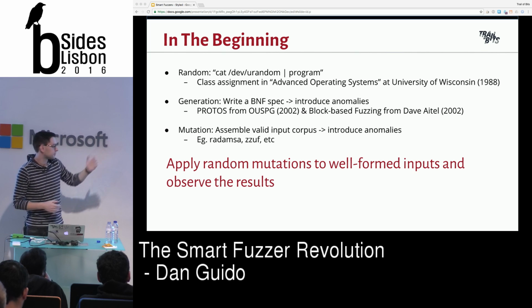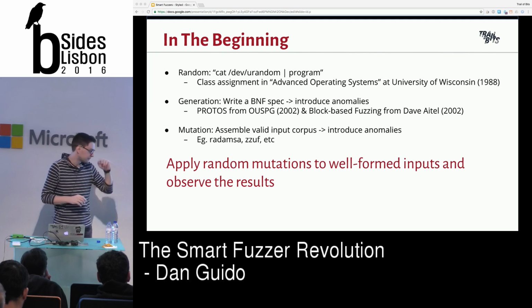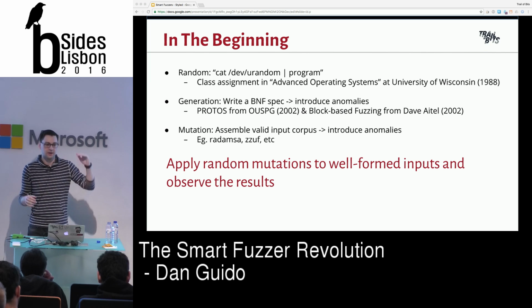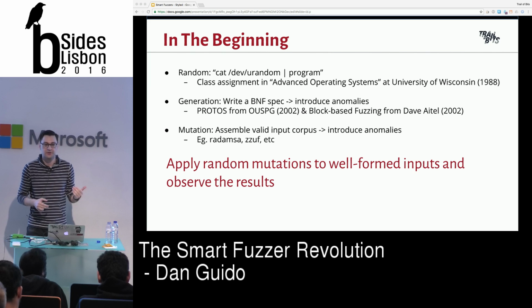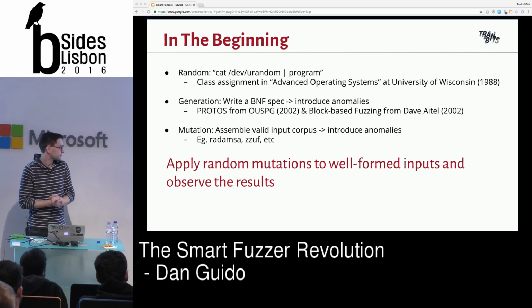People like the University of Oulu in Finland created PROTOS, and Dave Aitel self-published his seminal paper on block-based fuzzing, which later made it into that great chapter in the Shellcoder's Handbook, and he built SPIKE. So these basically allow you to construct some kind of protocol or a file format using a BNF, and then annotate what types of data are expected in all those different fields, and then the fuzzer would make smart choices about what type of random data to put into those fields. And that was pretty good.